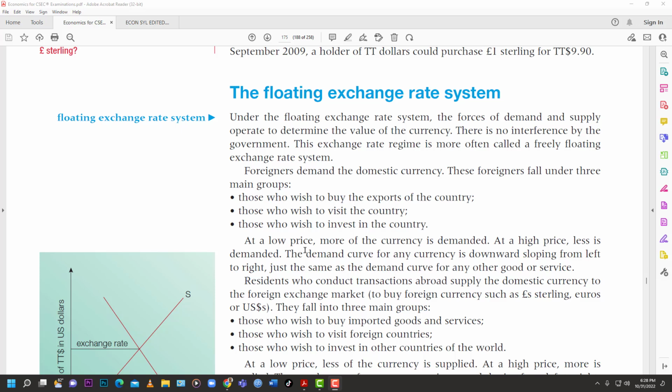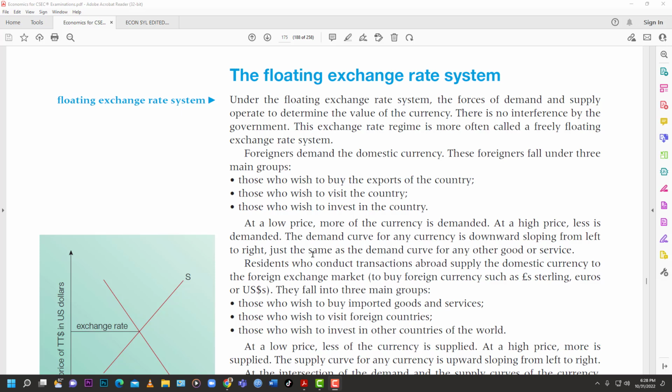And then even for us at home, the residents, right, we conduct transactions abroad, and so what can influence our demand for the currency? Those who wish to buy imported goods and services, those who wish to visit foreign countries, and those who wish to invest in other countries of the world. So what they're saying is that, let's say I'm living in Jamaica, but I have a taste for foreign goods. What does this mean? I'm going to demand more of the US dollar than the local currency. And so the demand for the US goes up, the demand for the local goes down, and so the value of the local goes down.